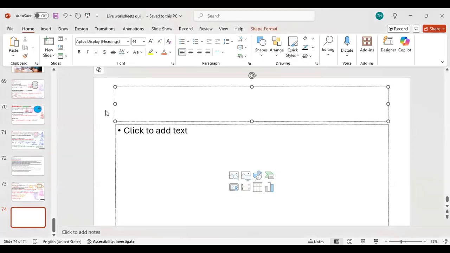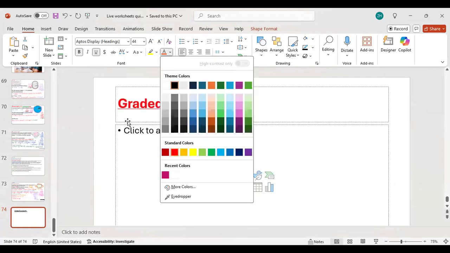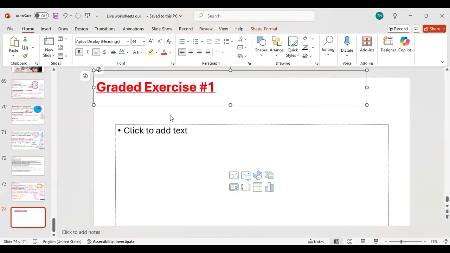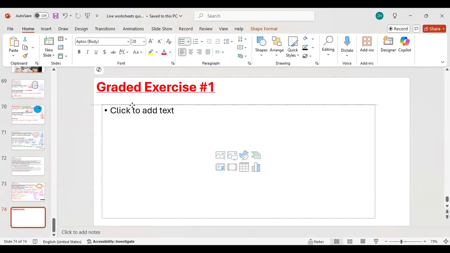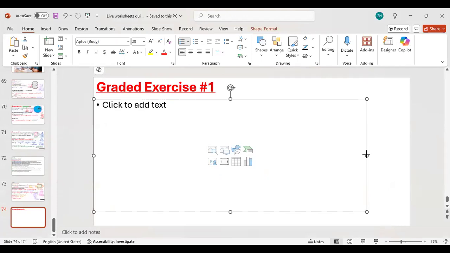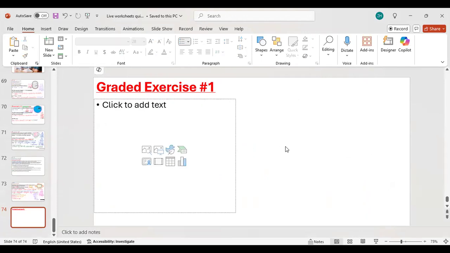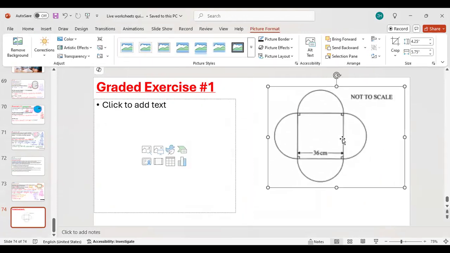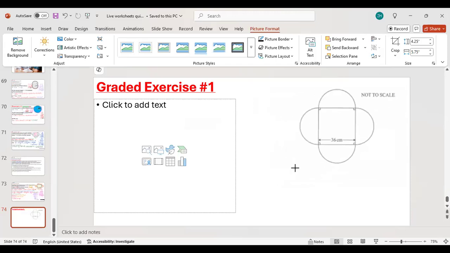We'll see. All right, this is going to be great exercise number 1. I need you all to do this one on your own. I don't want 36, so do not write 36.